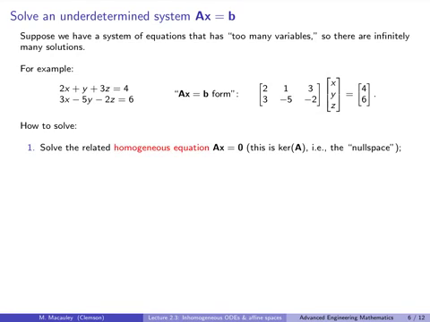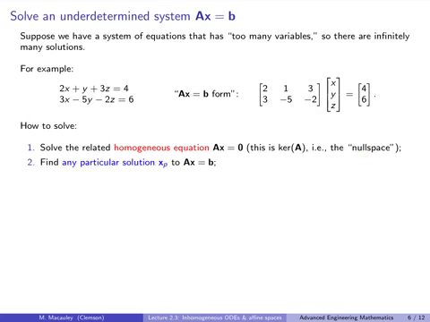Let's recall how to solve this. You first solve the related homogeneous equation. Basically you take this AX equals B equation and you set the B equal to 0. So instead of 4, 6, put 0, 0 in here and solve that first. So AX equals 0: technically you're finding the kernel of A, or the null space. You're looking for all vectors x such that A times x equals 0. That's what the kernel or null space is.